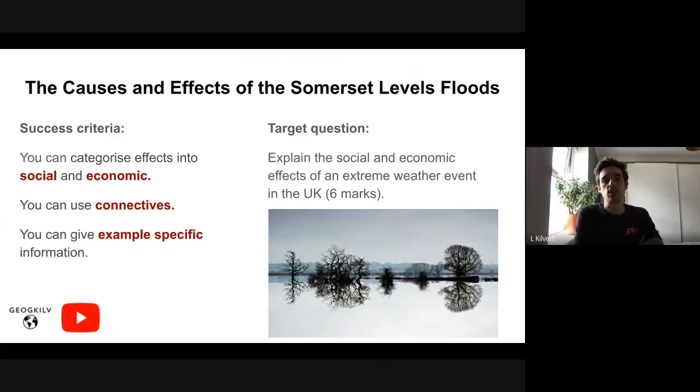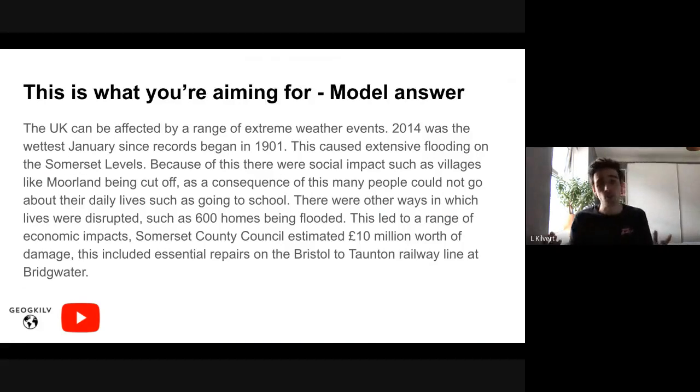Okay, we're at the stage now where we can look at the causes and the effects on the Somerset Levels. We've categorized them into social, economic, and environmental. Let's look at our target question: explain the social and economic impacts or effects of an extreme weather event in the UK. Now I'm going to show you my model answer, because you need to know what it is that you're aiming for.